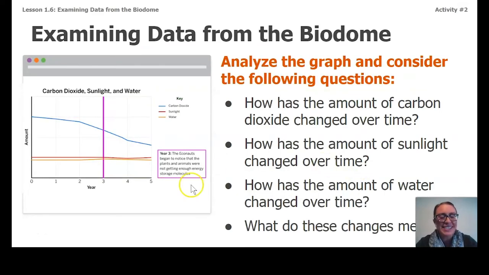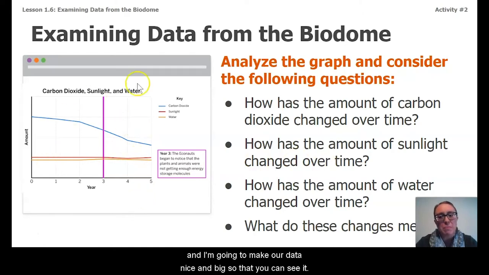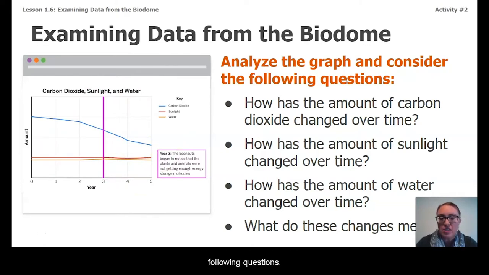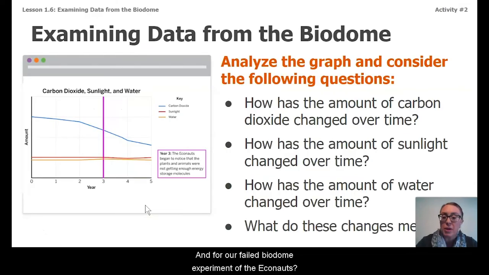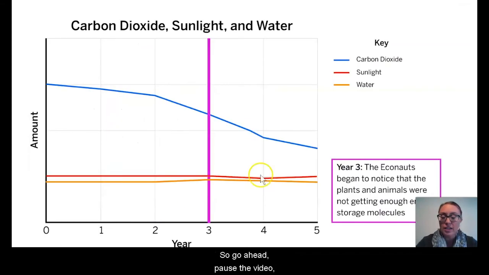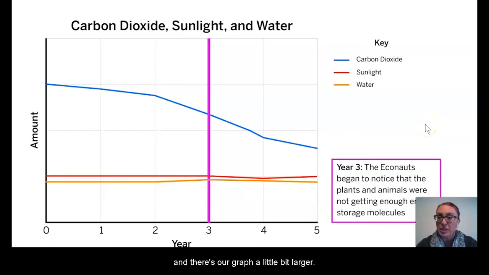Awesome, great ideas. So in a moment, I'm going to ask that you pause the video and I'm going to make our data nice and big so that you can see it. And I want you to analyze this graph and consider these following questions. How has the amount of carbon dioxide changed over time? How has the amount of sunlight changed over time? How has the amount of water changed over time? And what do these changes mean, again, for our claims and for our failed biodome experiment of the Econauts? So go ahead, pause the video. There's our graph a little bit larger.